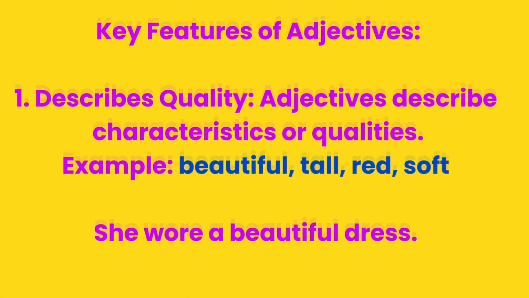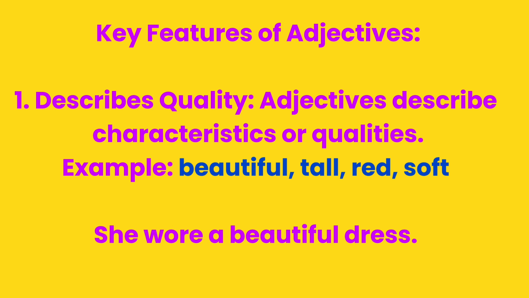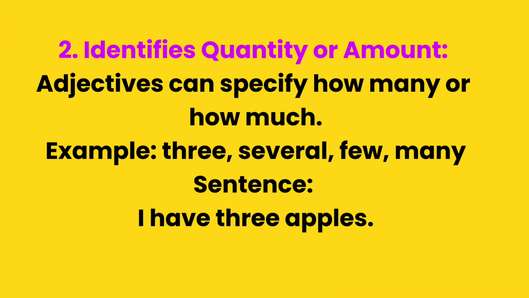Well, let's have a particularized concept about adjectives. Here are the key features of adjectives. 1. Describes quality. Adjectives describe characteristics or qualities. Example: beautiful, tall, red, soft. Sentence: she wore a beautiful dress. 2. Identifies quantity or amount. Adjectives can specify how many or how much. Example: 3, several, few, many. Sentence: I have 3 apples.